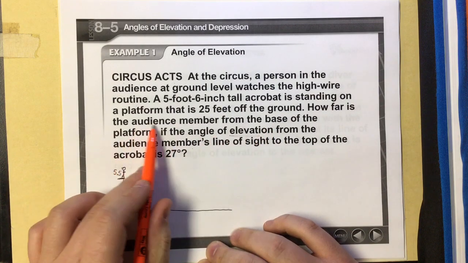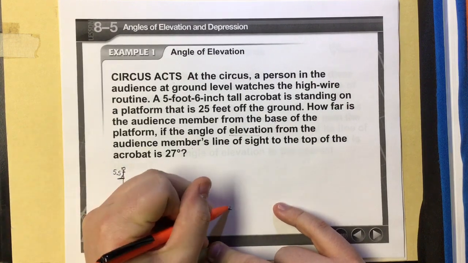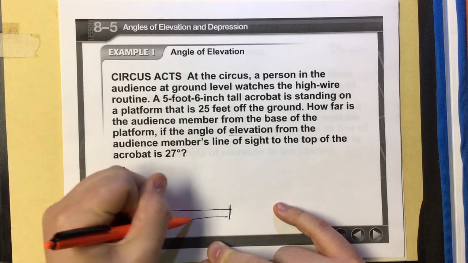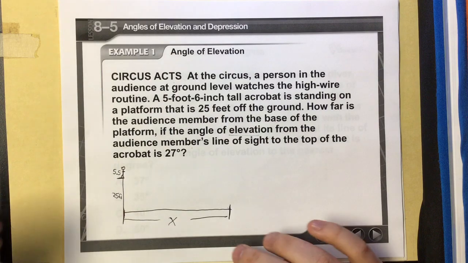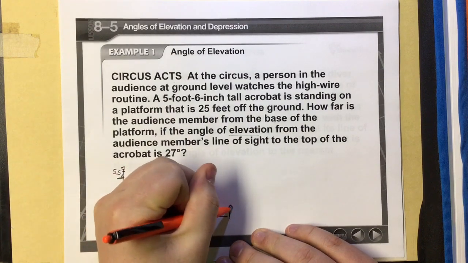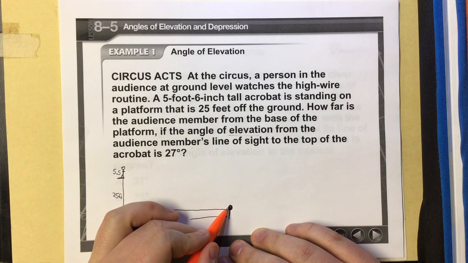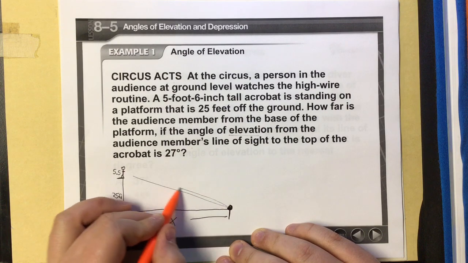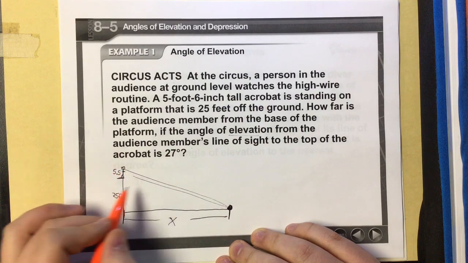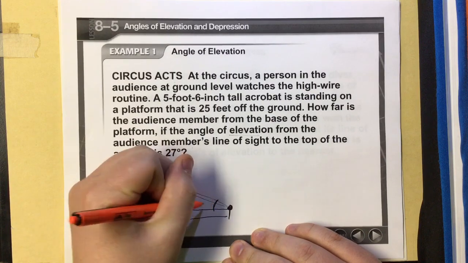It asks how far is the audience member from the base of the platform. So they want from the base of the platform to our audience member. They're asking us for this measurement, I'll just call it X. It says if the angle of elevation from the audience member, who's down here at ground level, so there's the audience member right there, to the top of the acrobat is, this angle right here, 27 degrees.